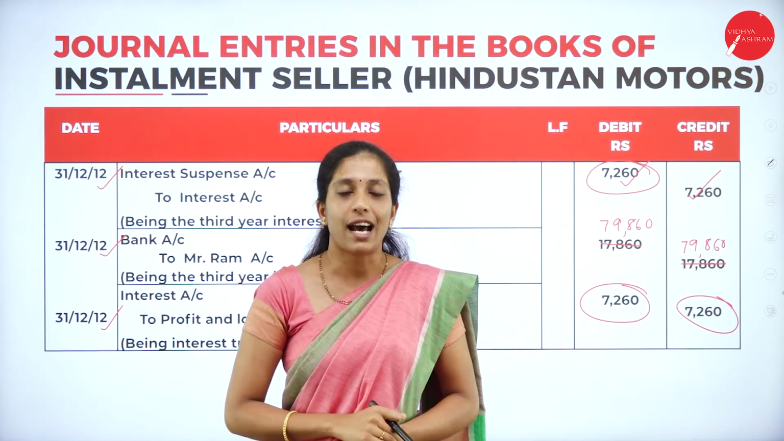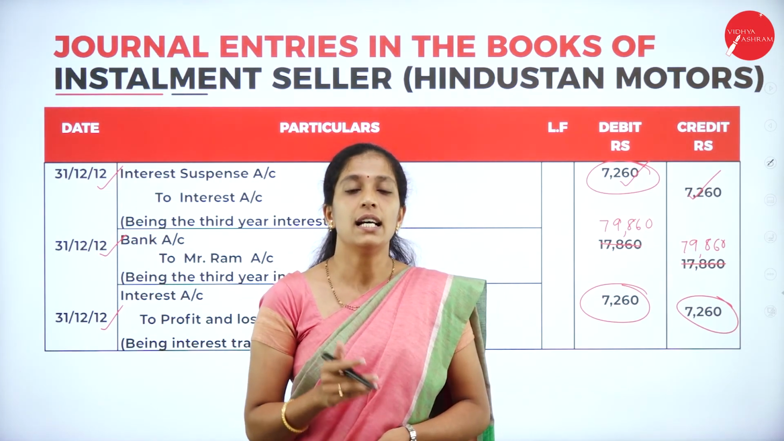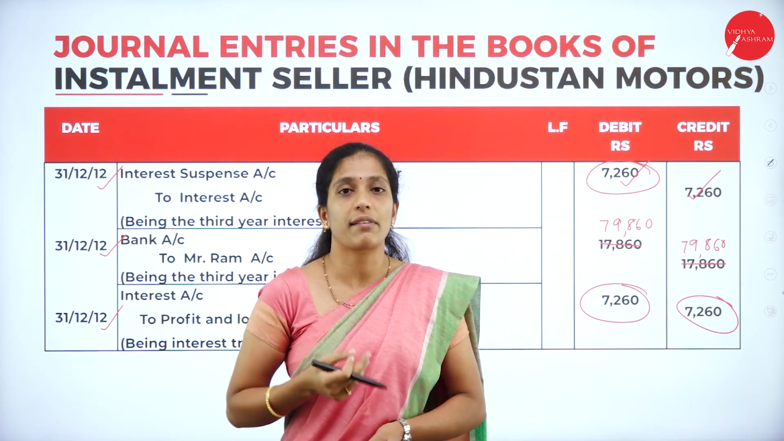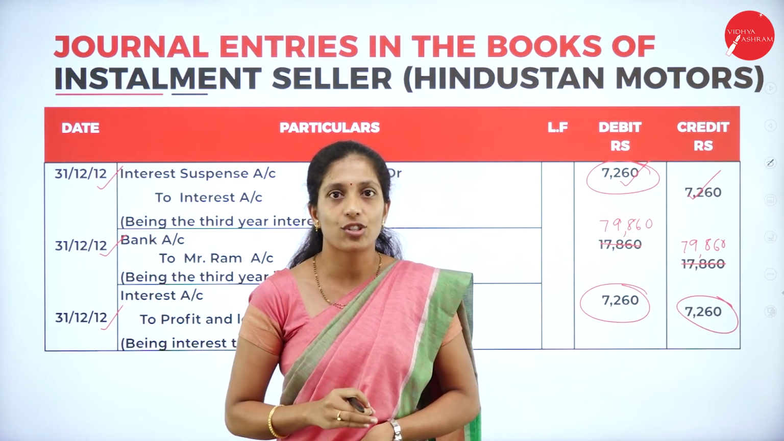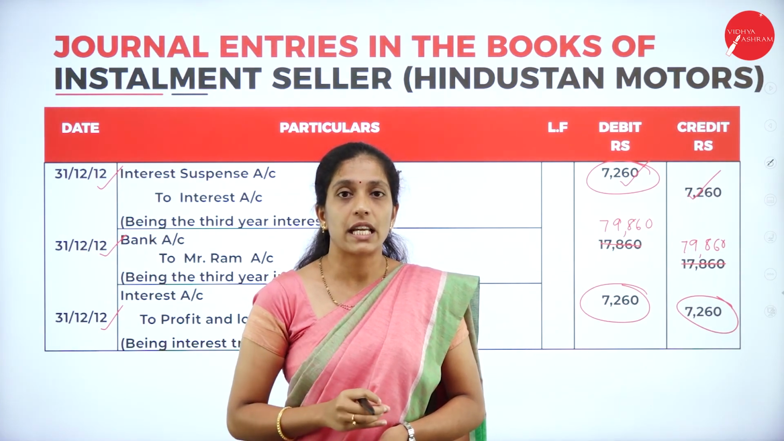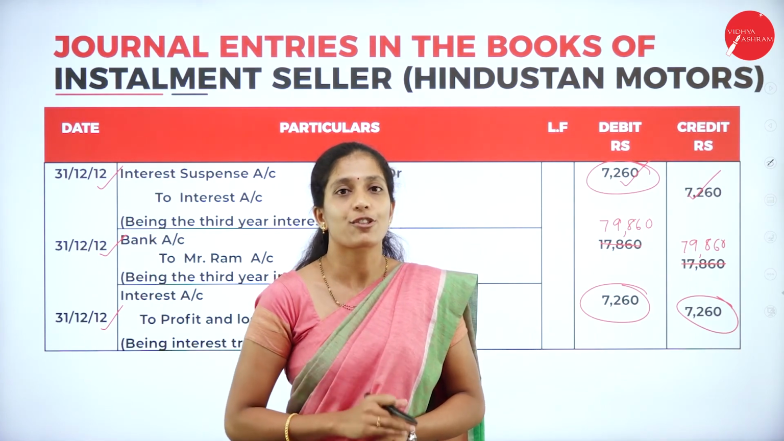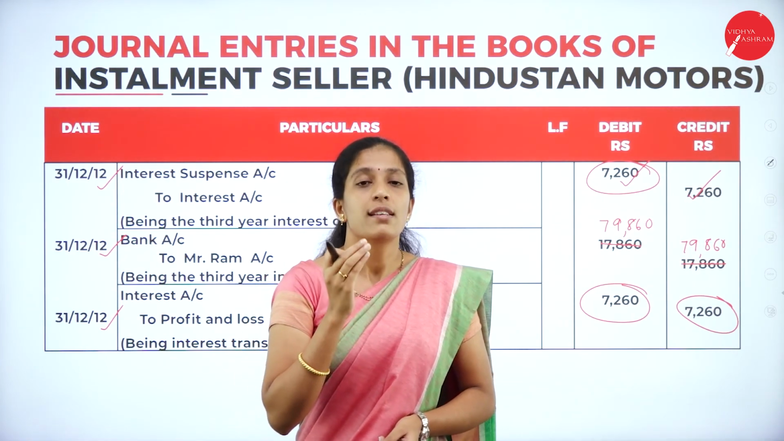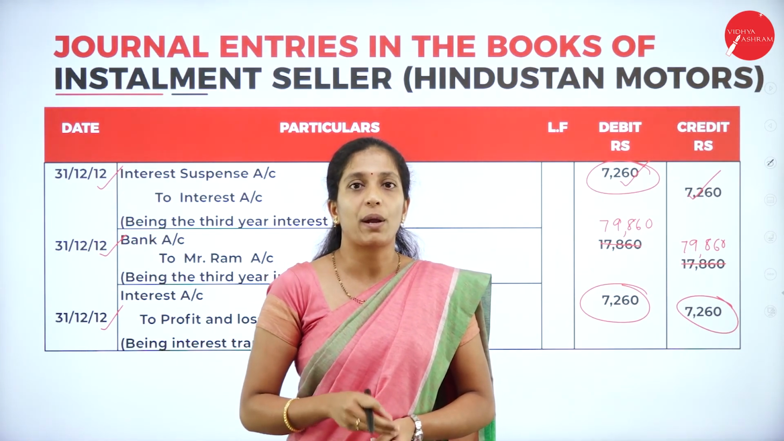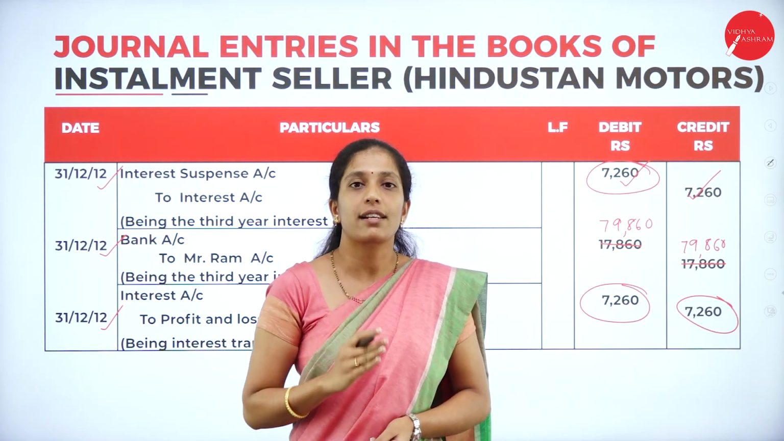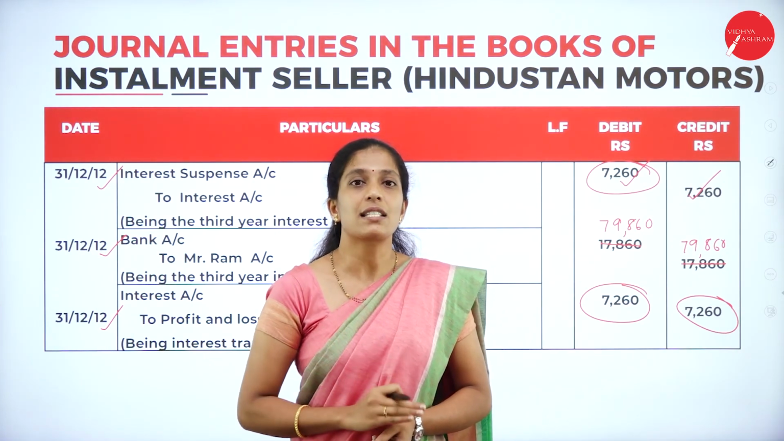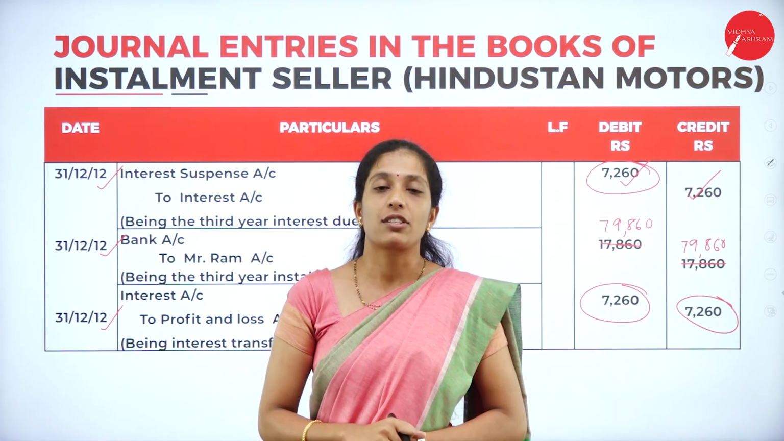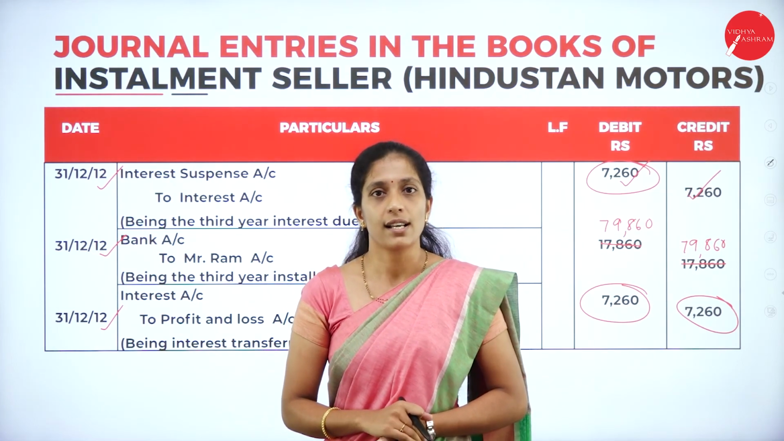So, what are the entries that have to be recorded in the books of installment seller? In the first year, for selling of asset. Second entry is for receiving the down payment. Third entry is for interest due. Fourth entry is for installment received, and the fifth entry is for transfer of interest to profit and loss account. In the rest of the years, you will not have entry for selling of asset as well as receiving the down payment. So, you are going to record entry for interest due, installment received as well as transfer of interest to profit and loss account. So, this is how you are going to prepare journal entries in the books of installment seller.